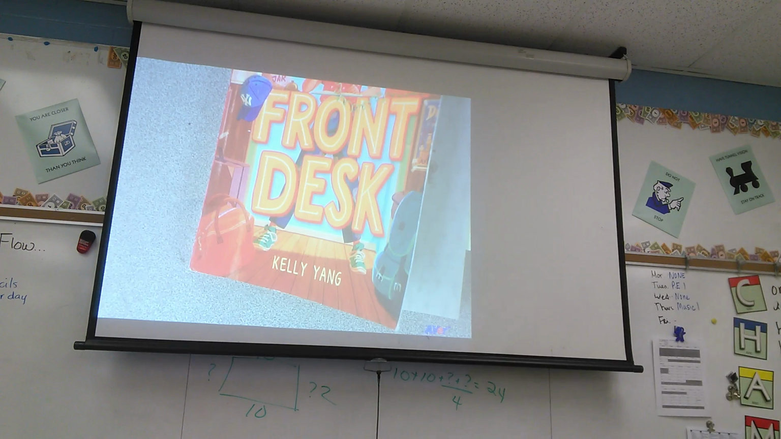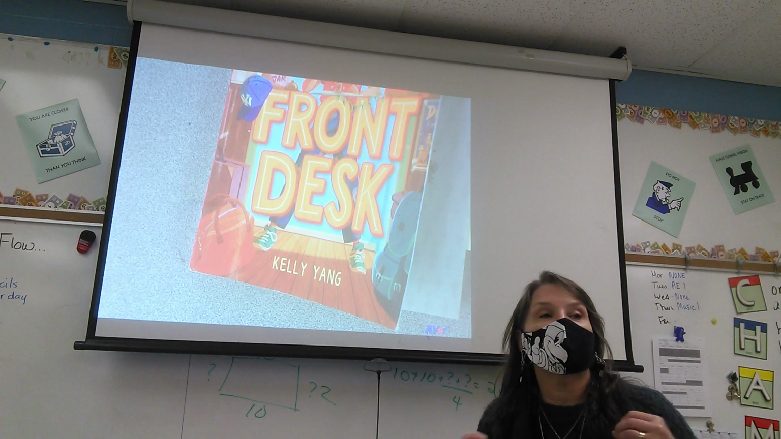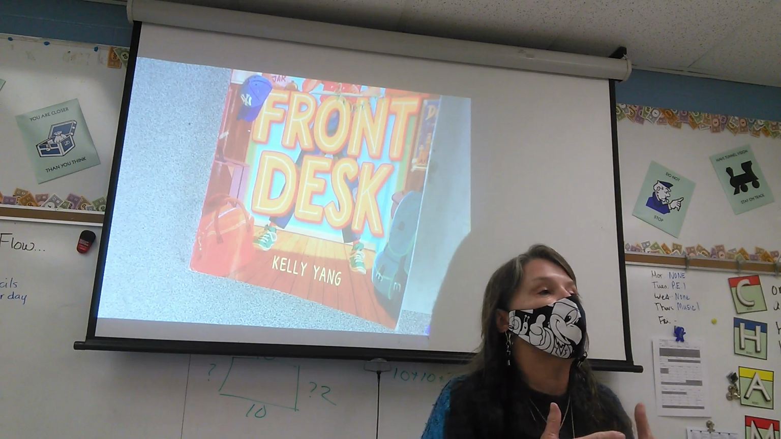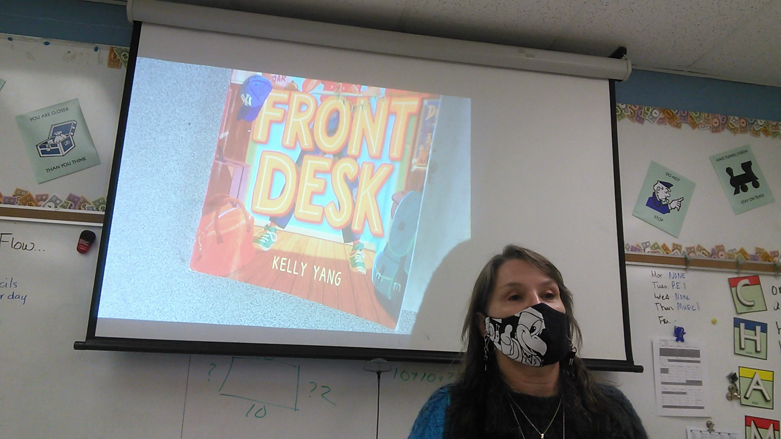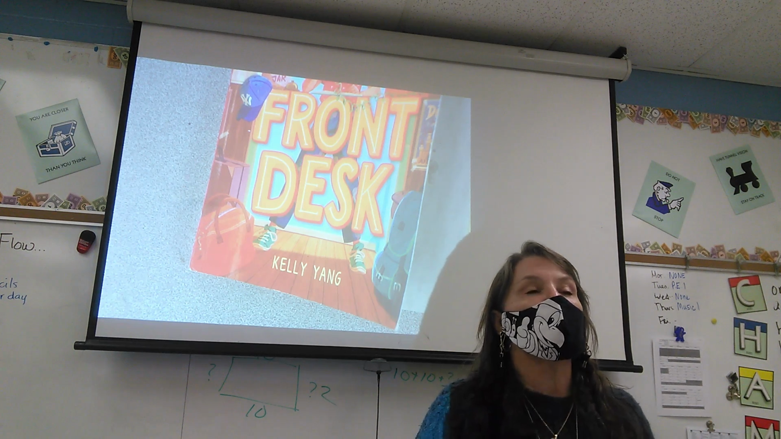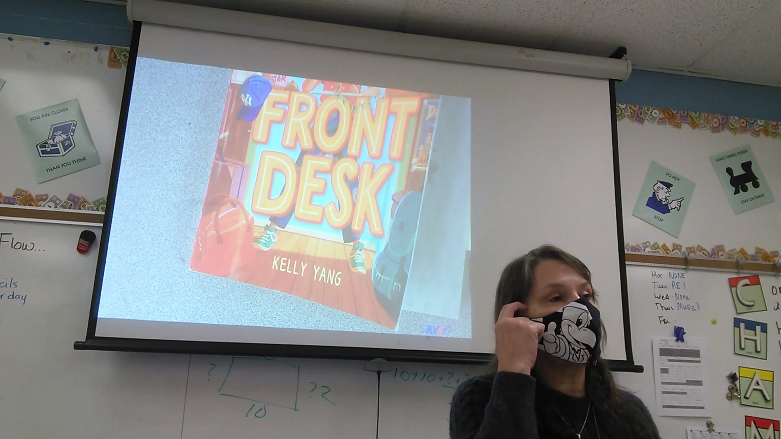Now, the standard we're working on, Reading Literature 1.1, asks us to look at details and examples in a text when we're explaining that text explicitly, but also when we're trying to make inferences. When you infer something, you take the details from the text, put them together, and you grow an interpretation. You grow your own thinking. You grow your own thoughts.